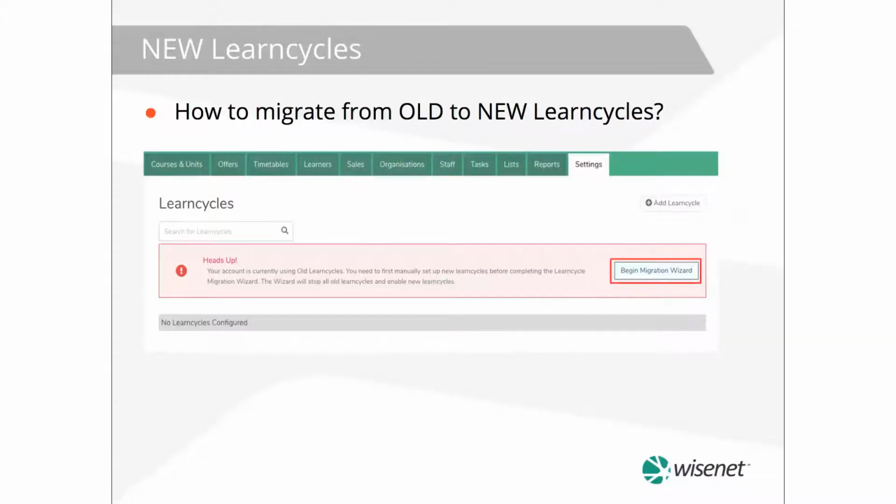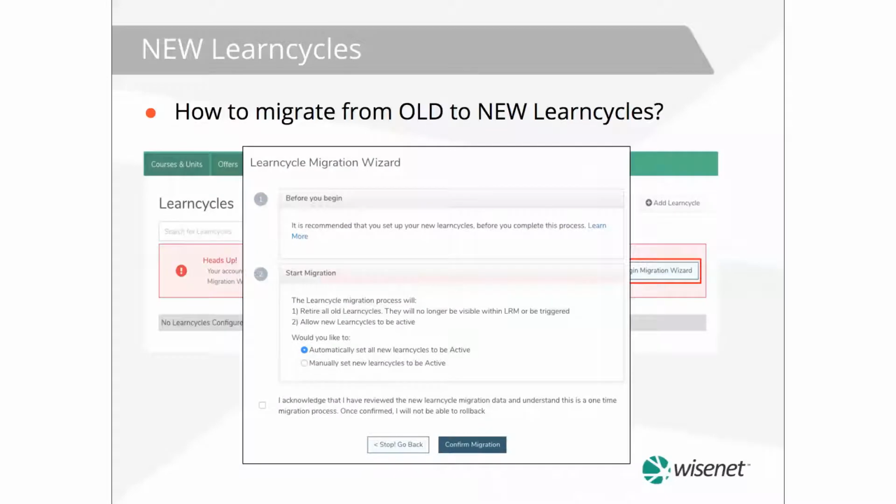Because if you look at it, once you click on that button, it's going to tell you what's recommended. We do have an article on the migration, and we ask you to create your new learn cycles. What the wizard does is put all your old learn cycles to inactive and activate your new learn cycles. You can't have both the old and new activated at the same time.